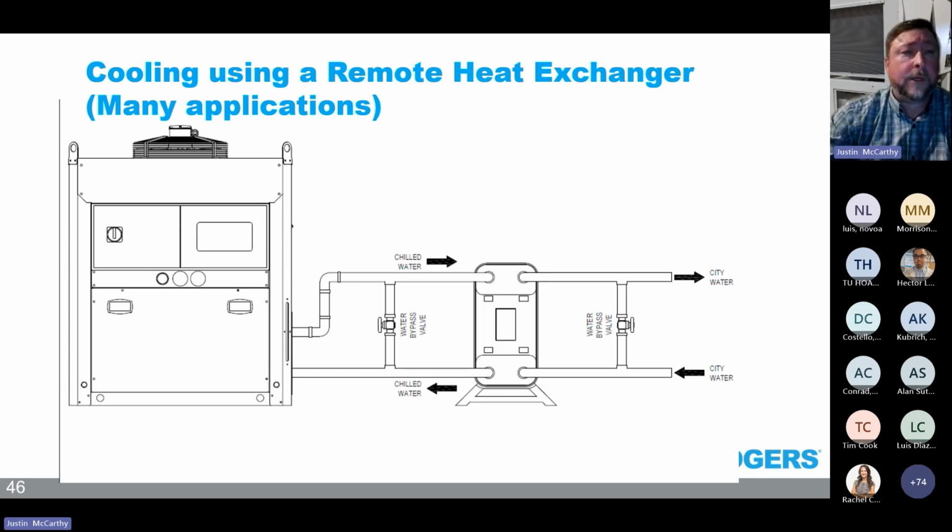So going back to cooling using a remote heat exchanger. This one we were using city water. I believe they were making dough. The water had to be at a certain temperature. So basically what we did was put a food grade heat exchanger, put food grade glycol on one side, and cooled that city water to the correct set point, which I believe was about 4 or 5 Celsius.